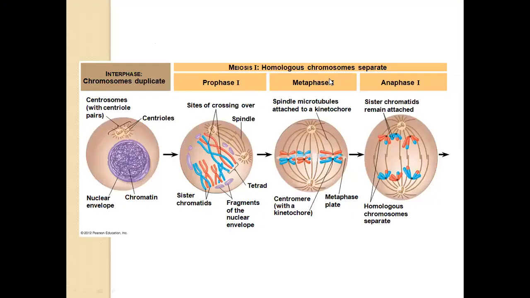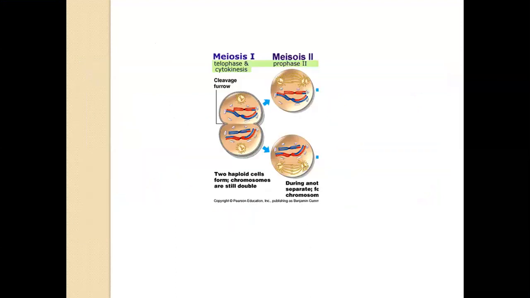After metaphase, we have anaphase. In anaphase 1, we can see here the sister chromatids remain attached, but they go towards the poles of the cells. Here we have the separation of homologous chromosomes. And then next, the end of meiosis 1.